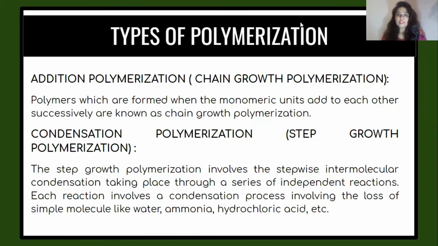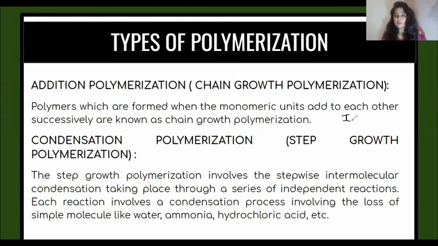For example, in the simplest way of understanding, if I have a monomer unit X, and this X monomer unit combines with another X unit, the units remain the same. So if X is a monomer, it again combines with the same monomer, which is again an X. When a stepwise series of reactions occurs like this, it results in the formation of an addition or chain growth polymerization.